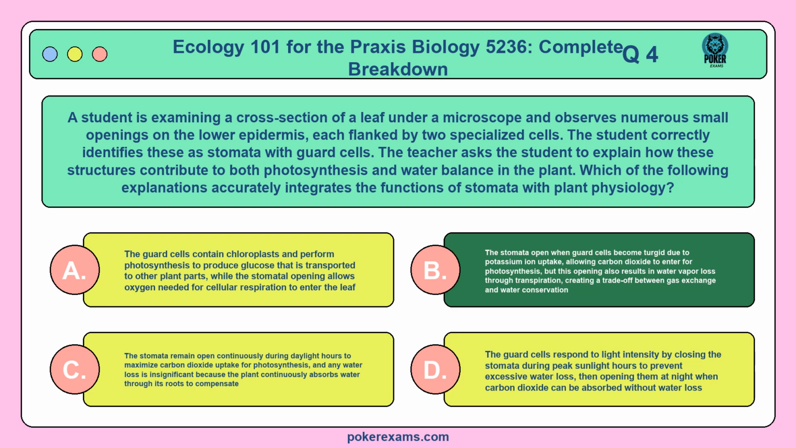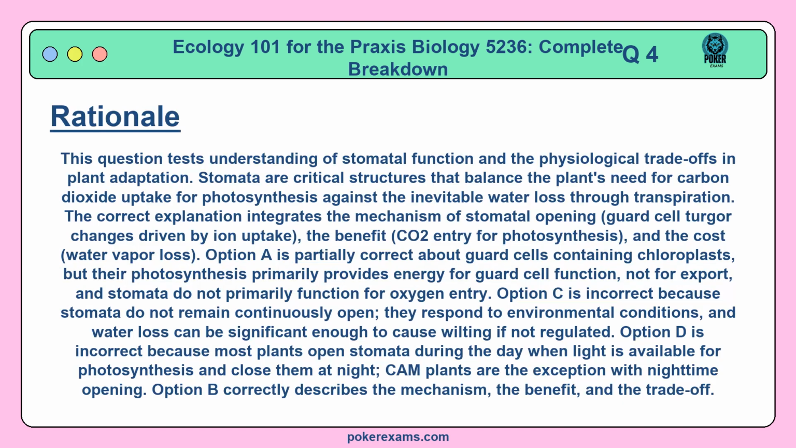The correct answer is B. This question tests understanding of stomatal function and the physiological trade-offs in plant adaptation. Stomata are critical structures that balance the plant's need for carbon dioxide uptake for photosynthesis against the inevitable water loss through transpiration. The correct explanation integrates the mechanism of stomatal opening, guard cell turgor changes driven by ion uptake, the benefit, CO2 entry for photosynthesis, and the cost, water vapor loss.